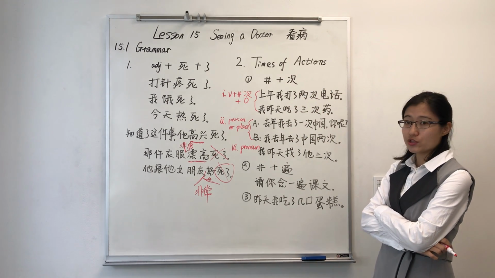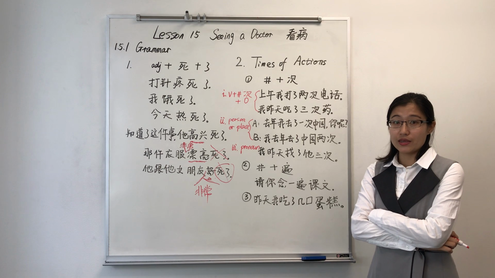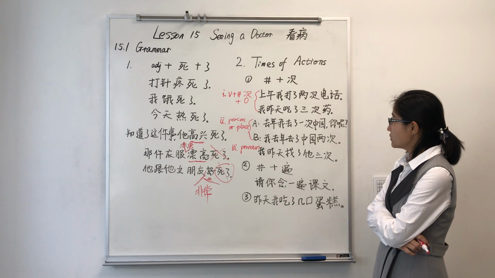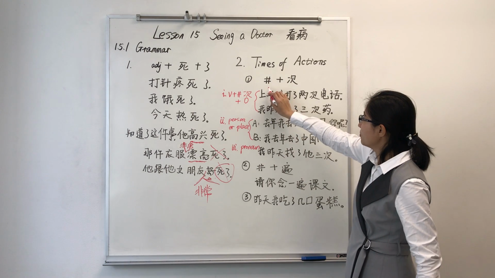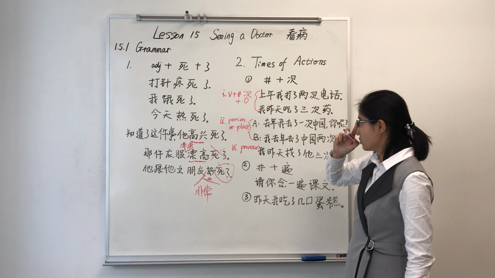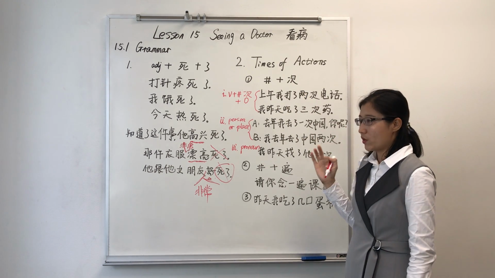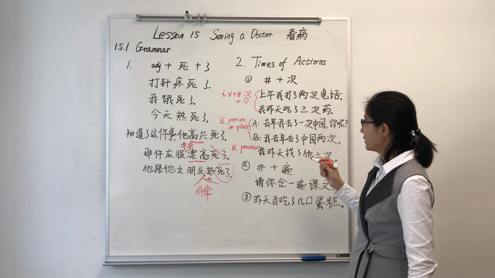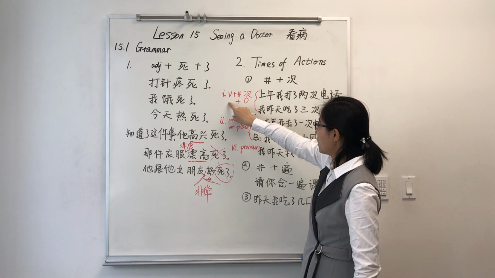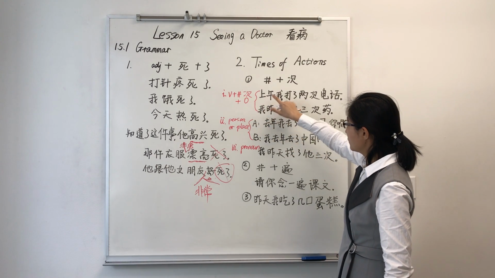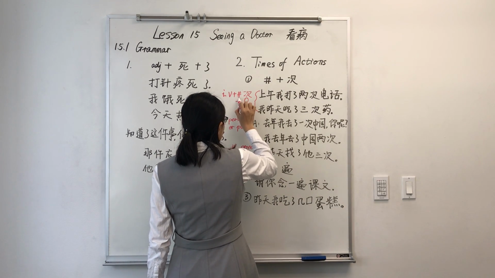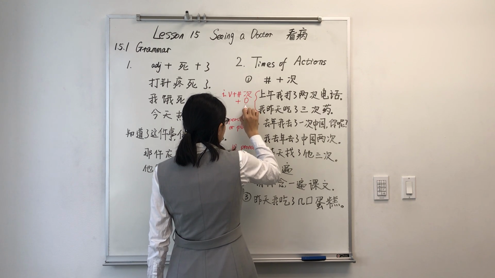Okay, let's learn the next one, which is times of action. We learned some measure words to describe the times of the actions. The first one is number plus 次. When you use 次, there are 3 points you need to pay attention to. The first one is the order. This rule is verb plus number plus 次 plus the object.